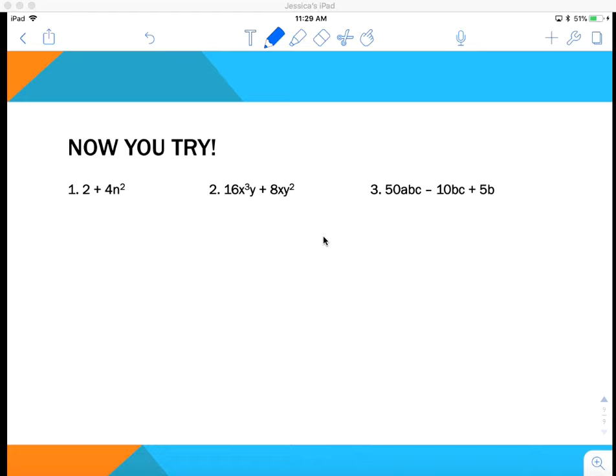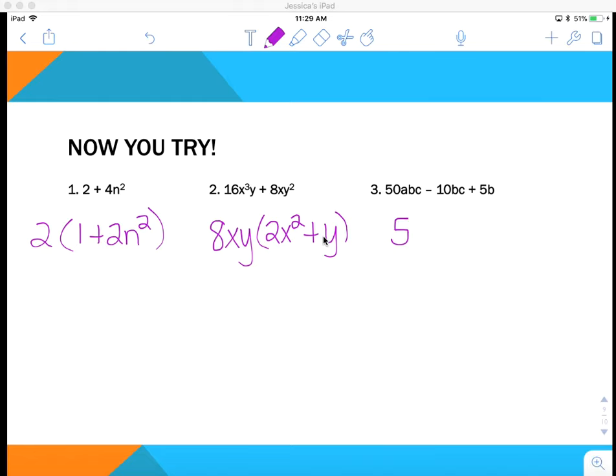For number 1, the GCF that you can take out of both terms is 2, and when you take that out, you are left with 1 plus 2n squared. For number 2, I can divide both of these numbers by 8. I can take out an x from each one and a y from each one, and when I do that, I'm left with 2x squared plus y. And finally, on number 3, you can take out a 5 from each of these. I can't take out any variable. Actually, I can take out a b. And when I do that, I'm left with 10ac minus 2c plus 1.